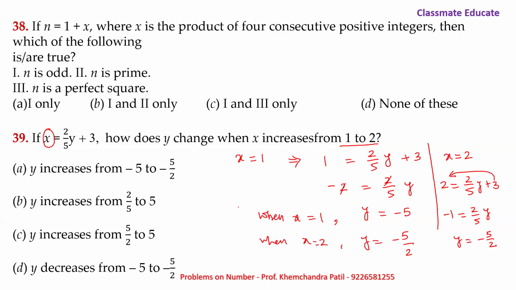So what will be your answer? y increases from, what should be the answer? Which one is greater: minus 5 or minus 5 by 2? Minus 5 by 2 is greater. If you think of the number line, minus 5 is less than minus 5 by 2, so the value of y increases from minus 5 to minus 5 by 2. So this will be your answer. I hope you understood this question. It's a very good question.